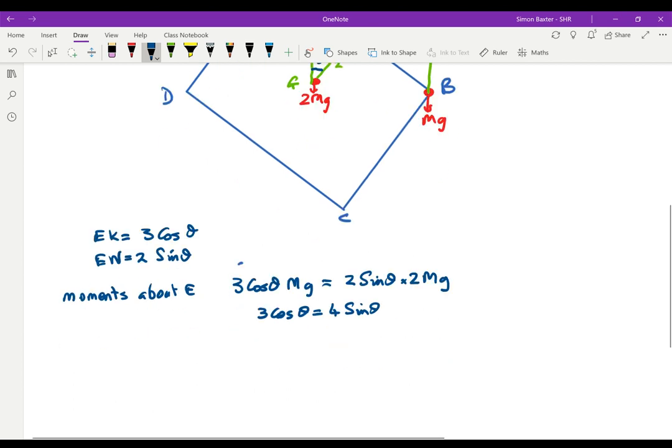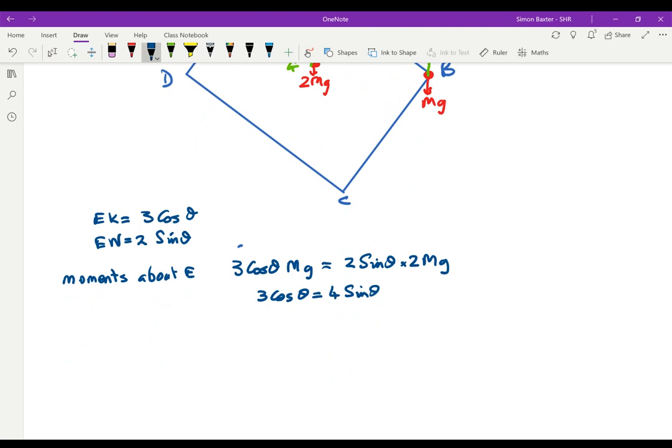If we therefore divide both sides by cos theta and divide both sides by 4, we get 3 over 4 is equal to tan theta, and therefore theta, the angle made with the horizontal, is equal to 36.9 degrees.